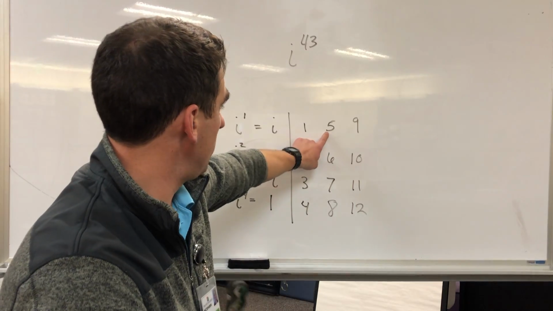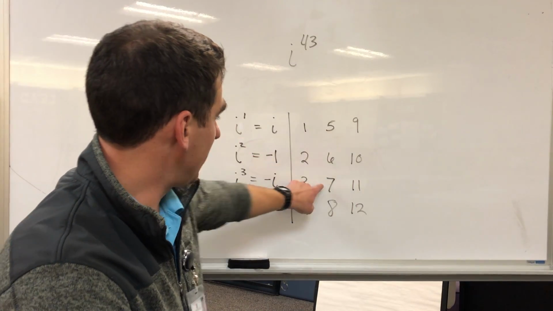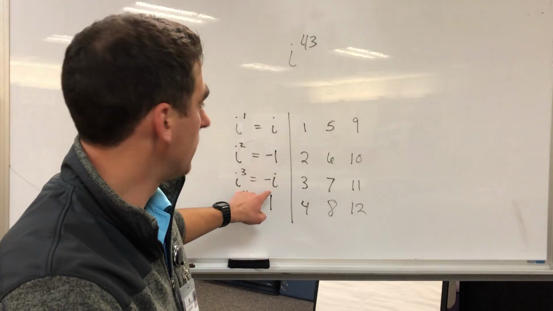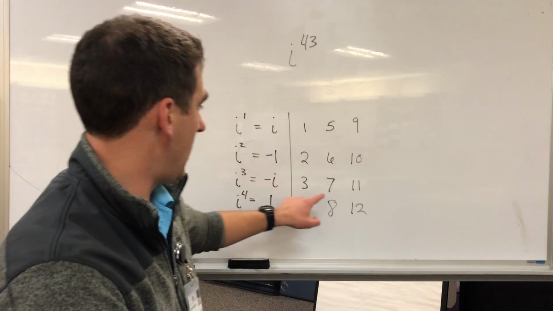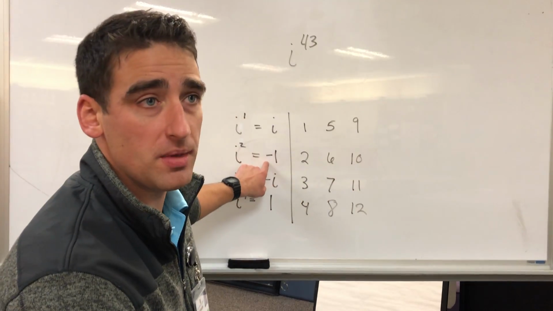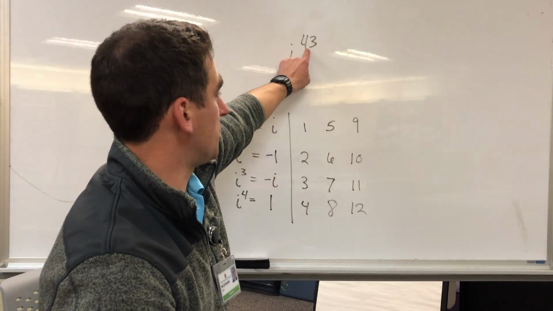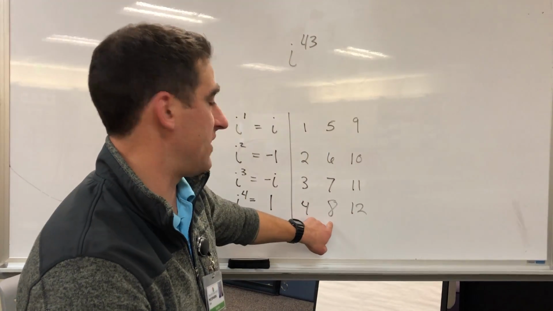So, people, this pattern repeats itself over and over and over again. So, i to the fifth is just i. i to the seventh would be negative i. i to the 11th would be negative i. i to the 10th would be negative 1. So if they give me i to the 43rd, I want to figure out where it fits in here.